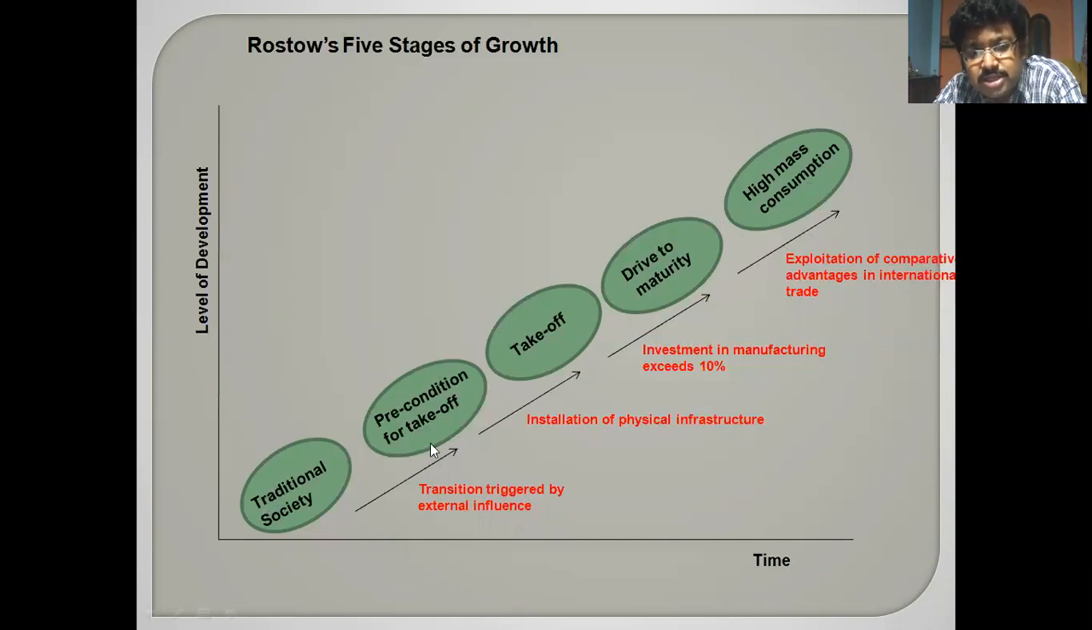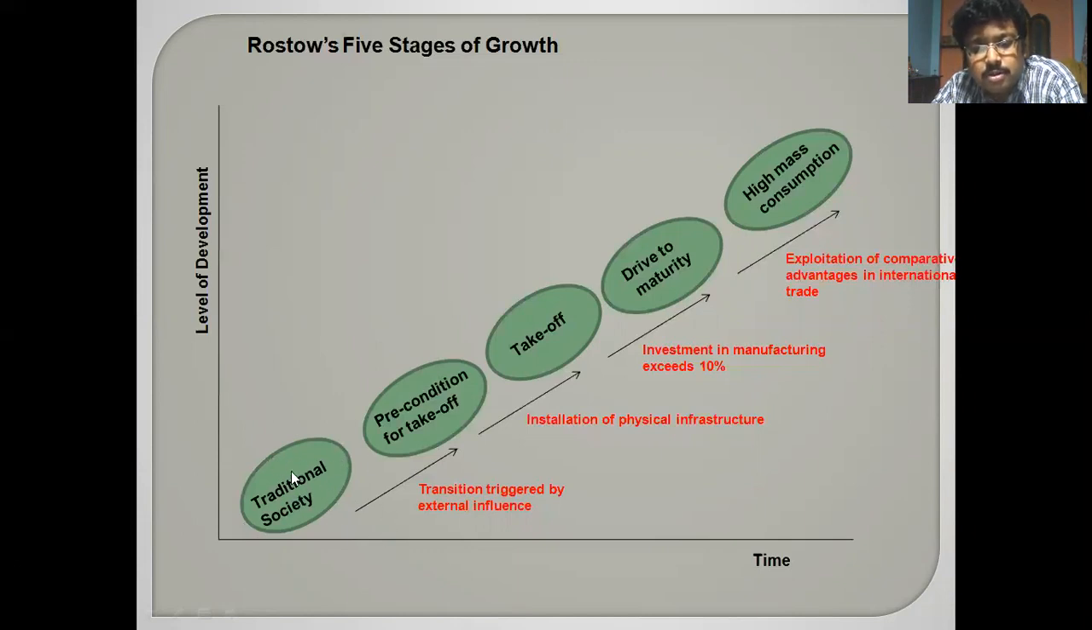You can find stage by stage. There is a linear development path. So at first there is this traditional society. The economic system is stationary and dominated by agriculture.